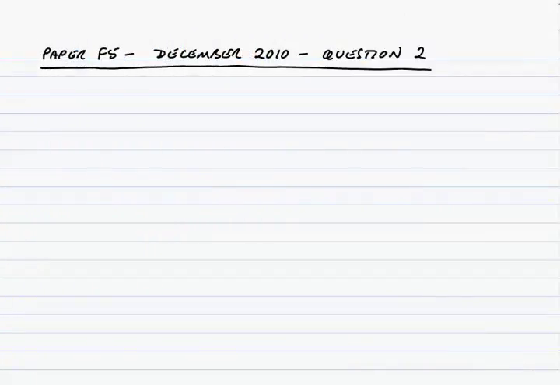We're going to go through question 2 of the paper F5 December 2010 exam. So make sure you've got the question in front of you. And as always, look first of all at the requirements. And the requirement here says assess the performance of the business in 2010 using both financial performance indicators calculated from the above information and non-financial performance indicators.